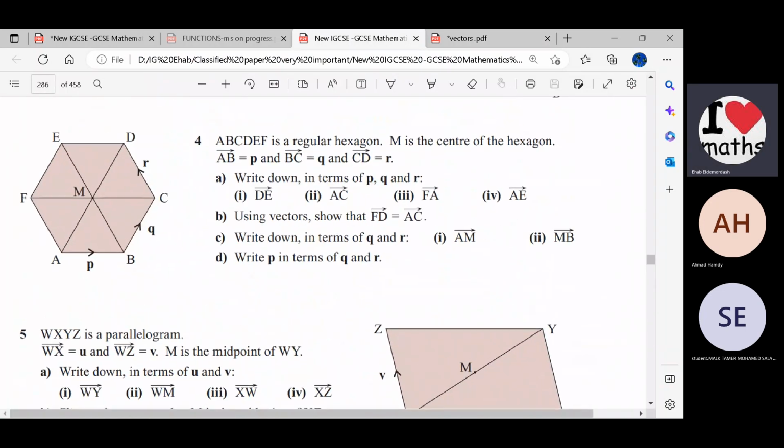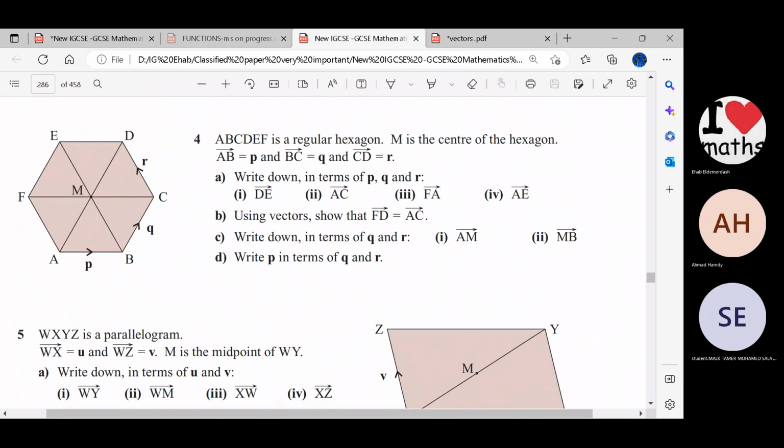Let's start this question. Have a look. They are giving me, as you see, a regular hexagon. M is the center of the hexagon. AB, from the point A to the point B, they call it the vector P. Then from B to C, they call it the vector Q. From C to D, they call it the vector R. Are you with me? Let's see, write down in terms of P, Q and R.